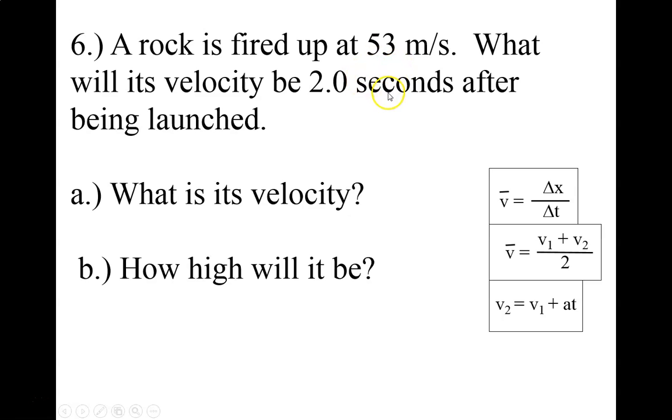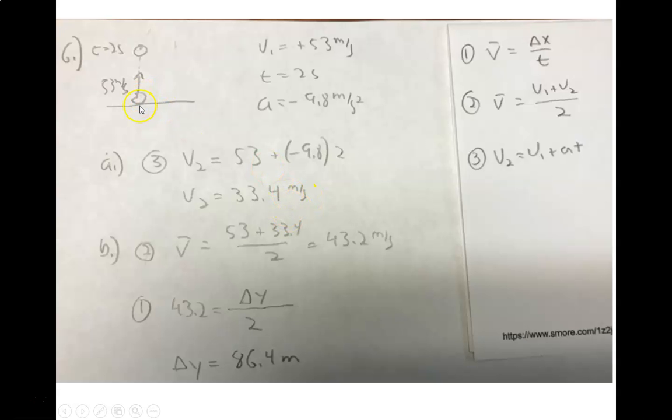Okay, let's look at a couple problems here. I've got 4, I believe, I want to work. So a rock is fired upwards at 53 meters per second. What's its velocity 2 seconds after being launched? What's its velocity and how high will it be? Okay, so we launch our rock, or rocket, whatever, ball up at 53 meters per second, and we've got a time of 2 seconds, and we want to figure out how fast it's moving and how high it's risen.